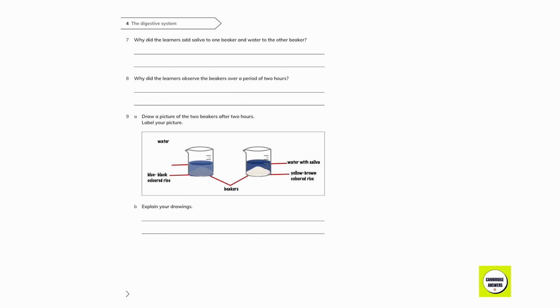Question number 7. Why did the learners add saliva to one beaker and water to the other beaker? To test whether saliva breaks down the starch in the rice. Why did the learners observe the beakers over a period of 2 hours? To allow time for the saliva to act on the starch in the rice and break it down.